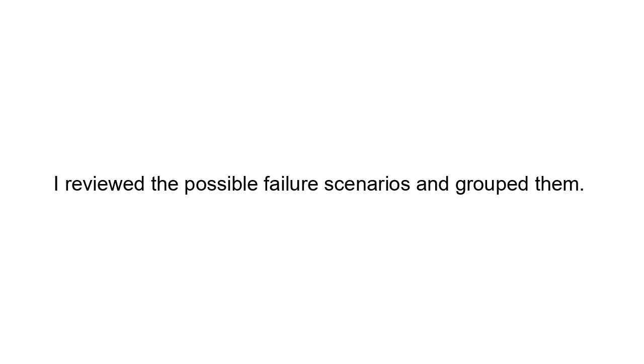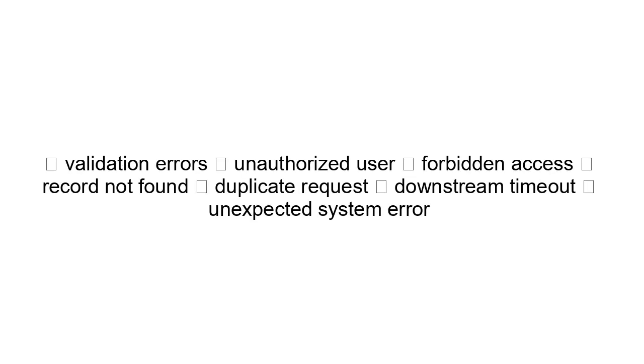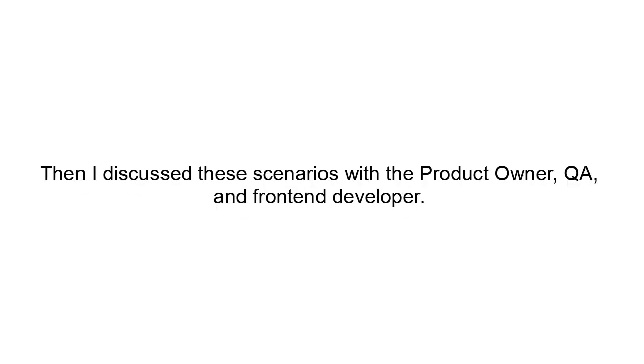Action: I reviewed the possible failure scenarios and grouped them. The groups included validation errors, unauthorized user, forbidden access, record not found, duplicate request, downstream timeout, unexpected system error. Then, I discussed these scenarios with the product owner, QA, and front-end developer.